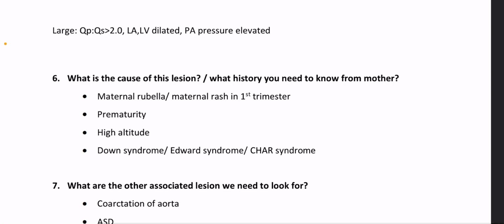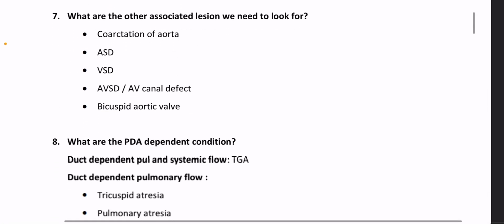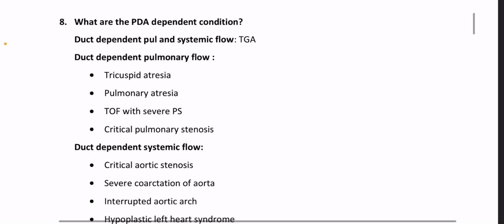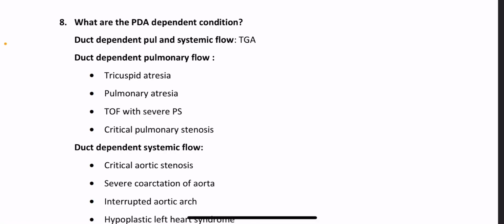What history do you need to know from the mother? Maternal rubella, maternal rash in first trimester, prematurity, high altitude, Down syndrome, Edwards syndrome, CHARGE syndrome. What are the other associated lesions we need to look for? We need to look for coarctation of aorta, ASD, VSD, atrioventricular septal defect or AV canal defect, bicuspid aortic valve. What are the PDA dependent conditions?